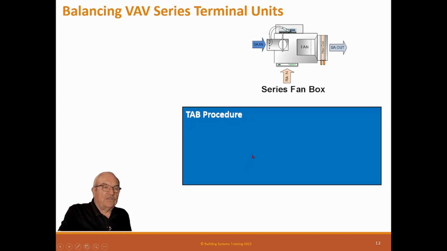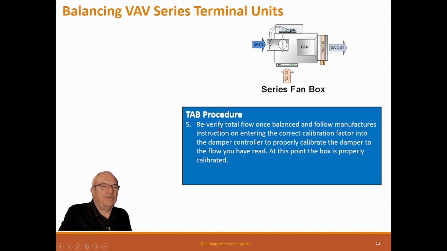So once you balance the grills, then re-verify total flow once balanced and use the manufacturer's instructions to calibrate this box, because it's got the total flow going. The total flow here is the total flow here, so now you can calibrate this box. At this point, the box is calibrated.